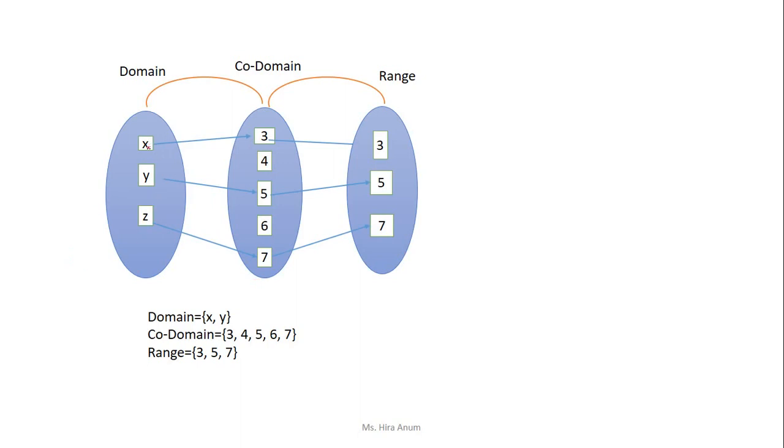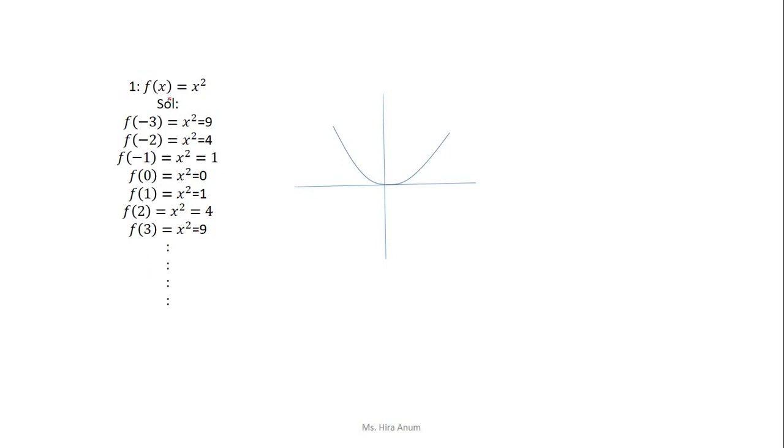Taking these numbers, we can see our range. If we put x in the function, we can see the output as 3. We take y and we get range as 5. Here we are taking a function f of x equals x squared. We take any real number, so we take minus 3. Minus 3 whole squared equals 9. Minus 2 gives 4. Minus 1 in the function gives 1.